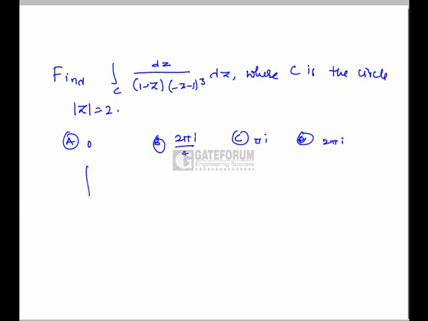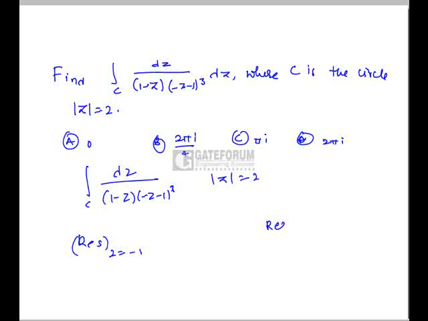We have to find the integral of dz by (1 minus z)(z minus 1) whole cube over the curve mod z equals 2. That is nothing but a circle whose radius is 2. Now, in order to find this, first we have to find the residue at z equals minus 1, as well as the residue at z equals 1. Now, the residue at z equals minus 1 is nothing but 1 by (z minus 1) whole cube at z equals minus 1, which will give you minus 1 by 8. Similarly, the residue at z equals 1 will also be 1 by 8.